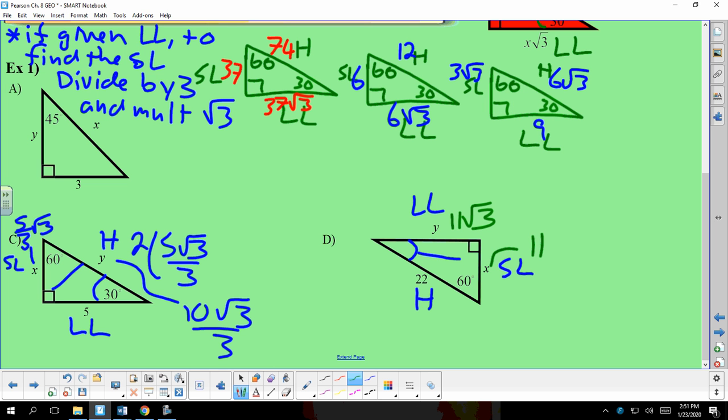Isn't the 5 half of it? And how come, like, not the 22 is half of it, right? Then how come the 22 is twice the short leg?